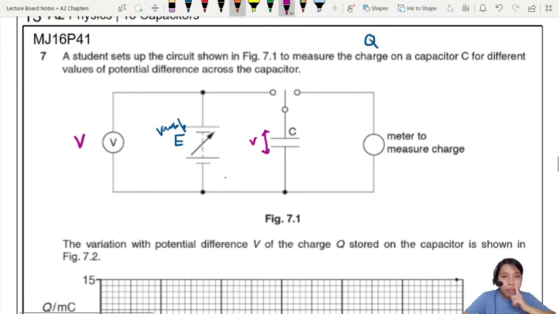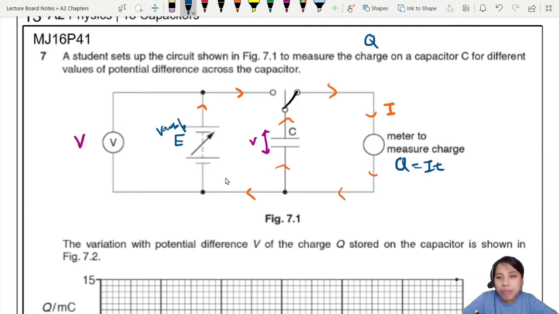Then you're going to have current flowing, right? Current can flow here to charge up, depending on if your switch is connected like that, then it can be charging. Or if the switch is connected this way, then the capacitor will just discharge this way and go back. So when there is current flowing through this meter, you can calculate Q equals to IT. There are meters that can do that, and an ammeter is one of the ones we usually use to measure that.